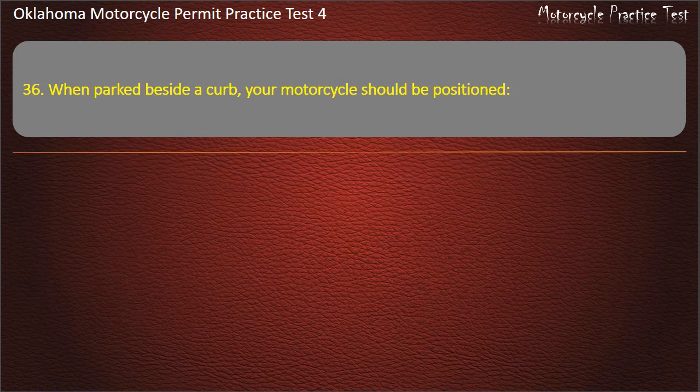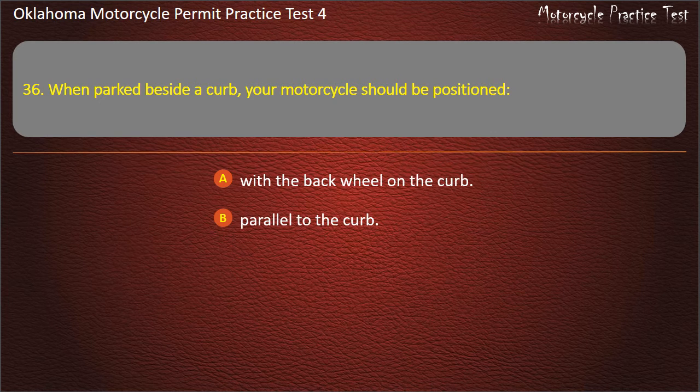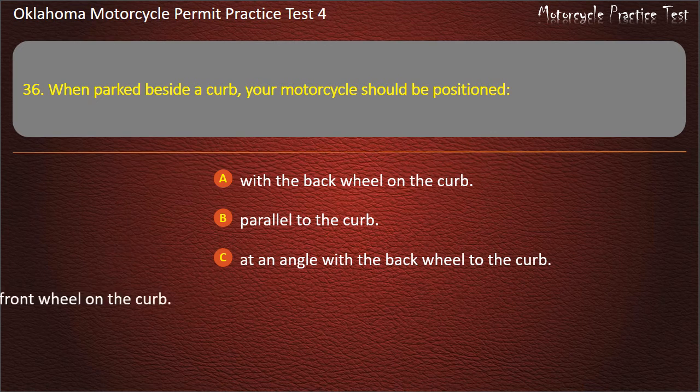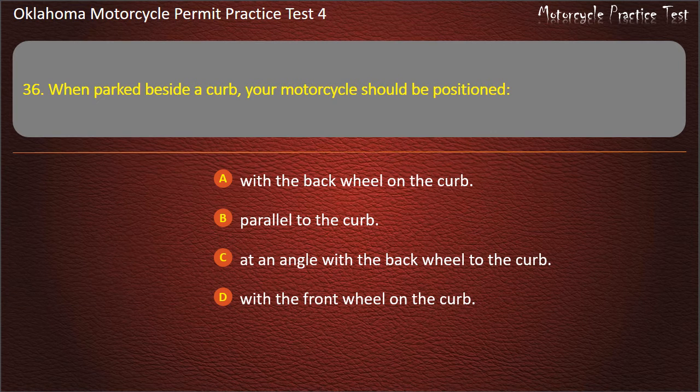Question 36. When parked beside a curb, your motorcycle should be positioned with the back wheel on the curb, parallel to the curb, at an angle with the back wheel to the curb, with the front wheel on the curb. Answer. At an angle with the back wheel to the curb.